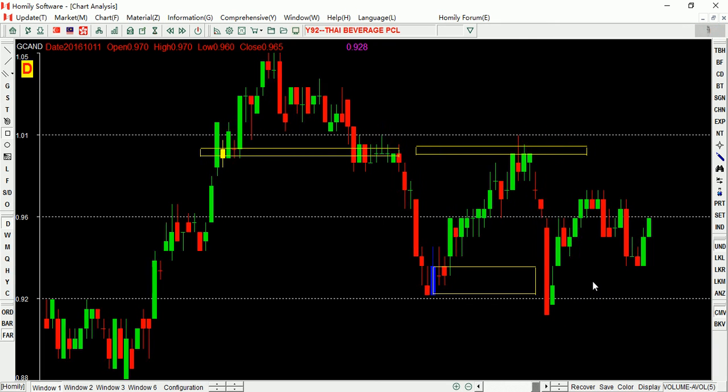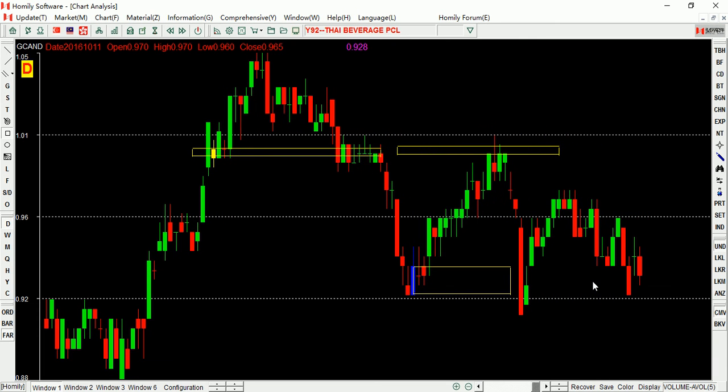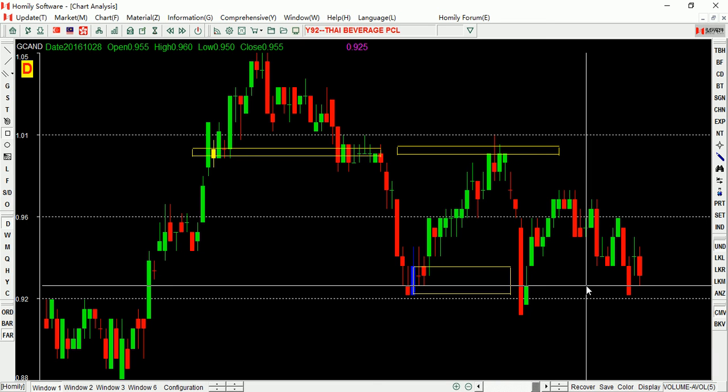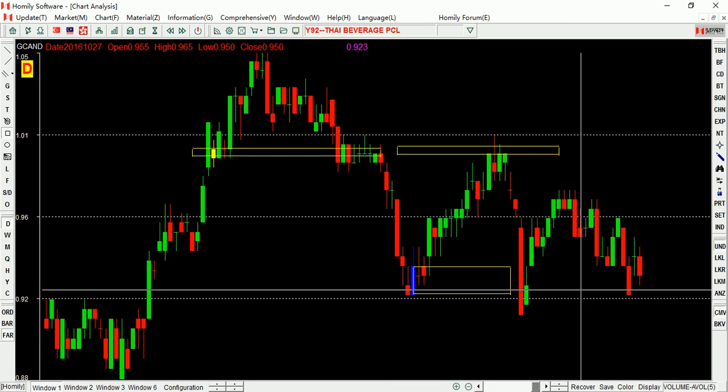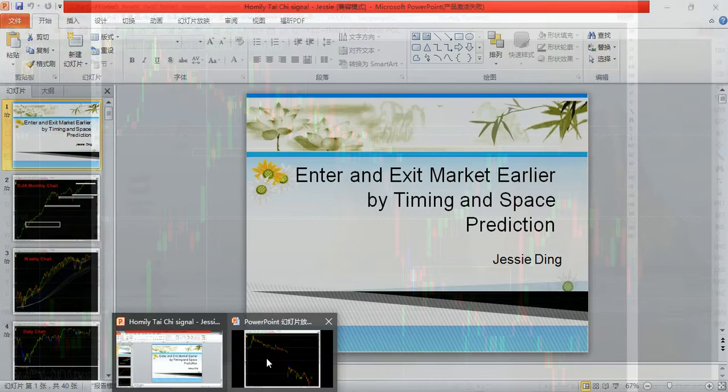So here is another sell, buy support. So you can use this method to buy low, sell high, okay? But stop loss is very important.